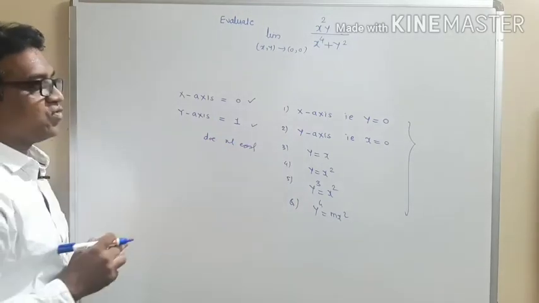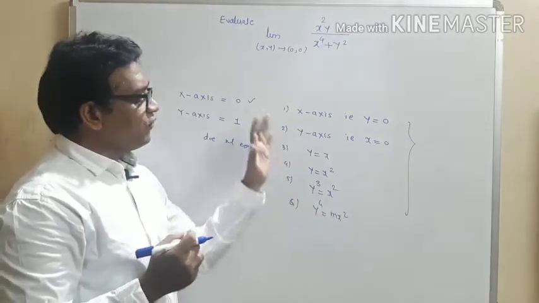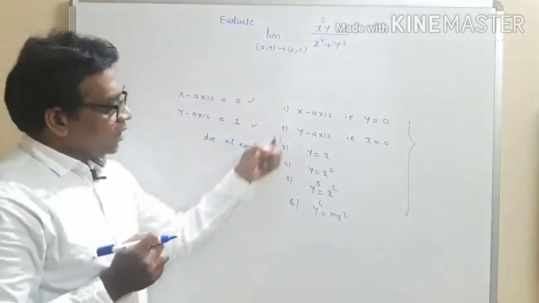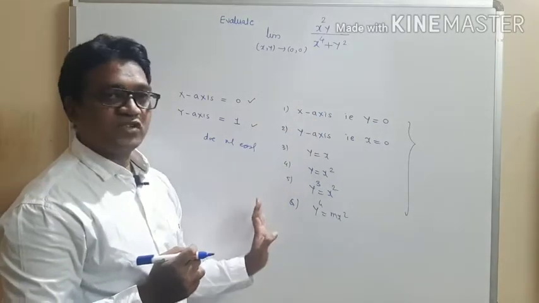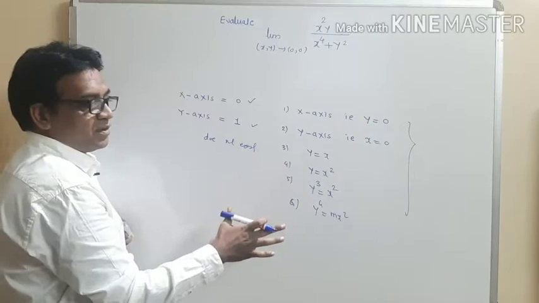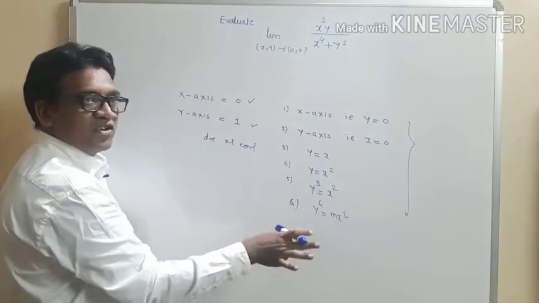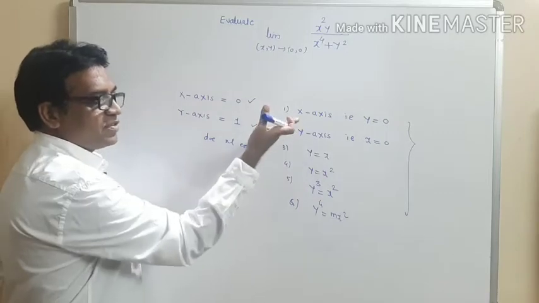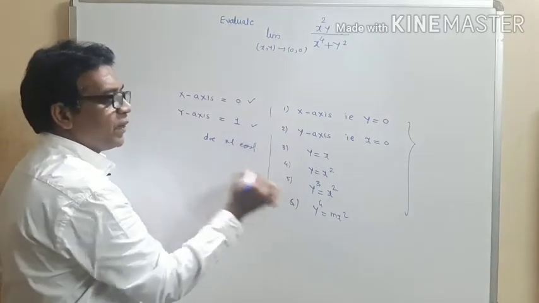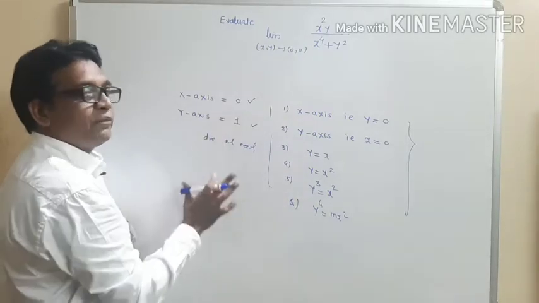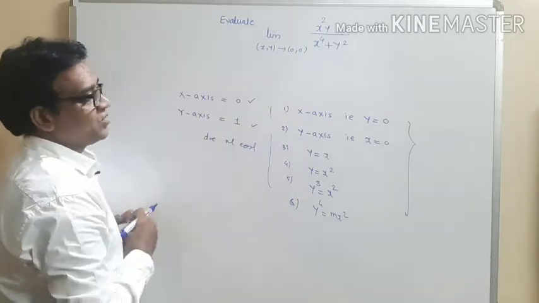How to show the limit does not exist? This is the technique for showing the limit does not exist. What is the method? Use some different equations. Just use simple equations. You can take any number of equations. So just take the simple equations, x-axis, y-axis. These are simple equations. So use simple equations and get different values. That is called limit does not exist.